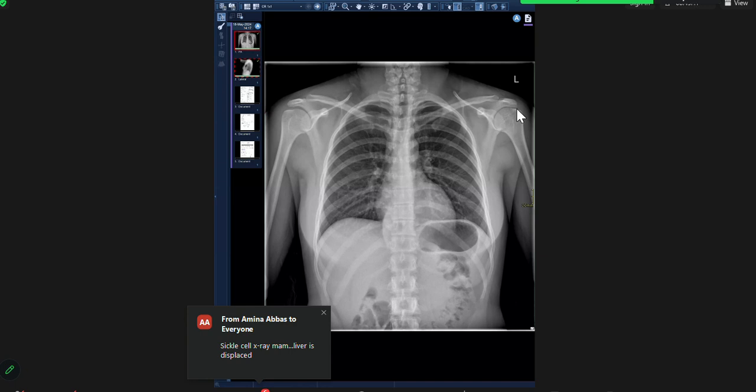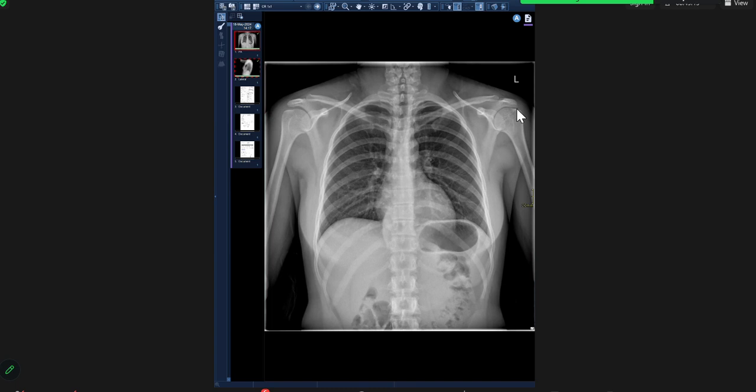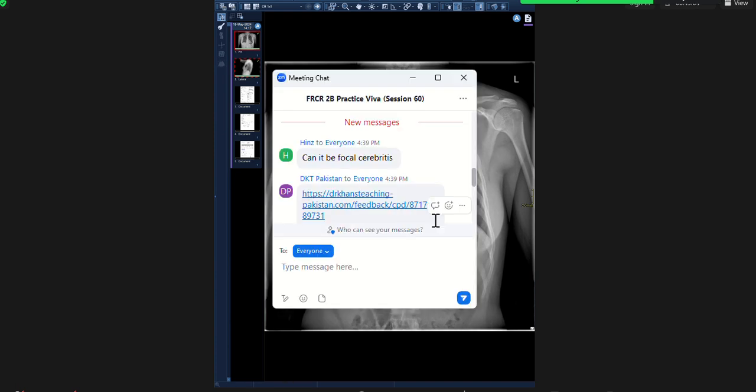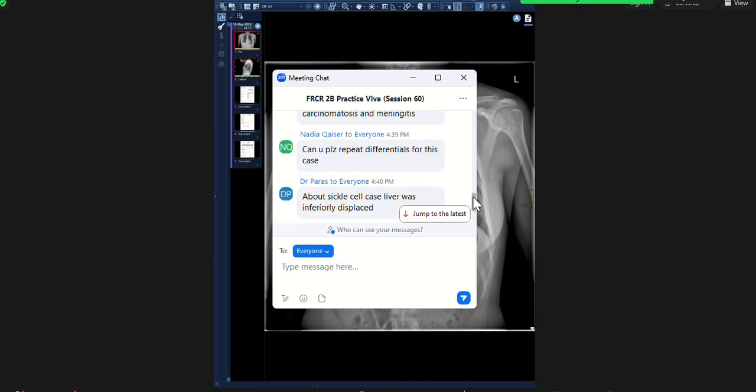Okay, so the question about carcinomatosis and meningitis. When you have meningeal carcinomatosis, sometimes the patient is diagnosed, but the patient is not always diagnosed. You need to remember that. So these patients present in different ways.